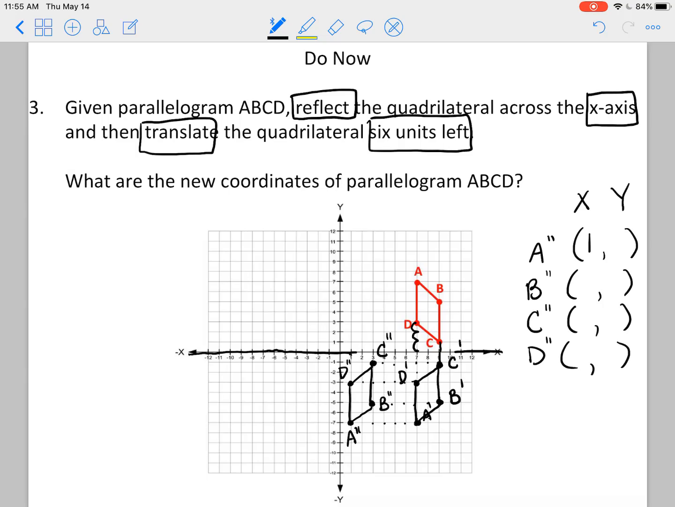A double prime is at 1 on the x-axis and -7 on the y. B is at 3 on the x-axis and -5 on the y. C double prime is at 3 on the x-axis and -1 on the y. And D double prime is at 1 on the x-axis and -3 on the y.